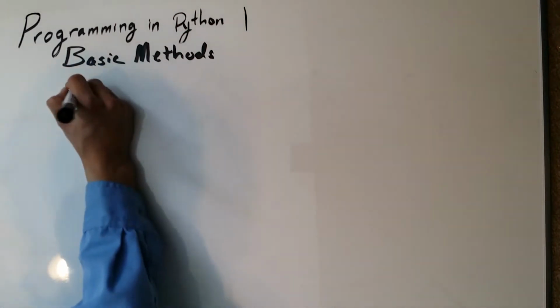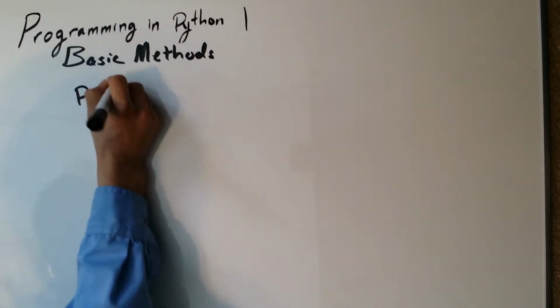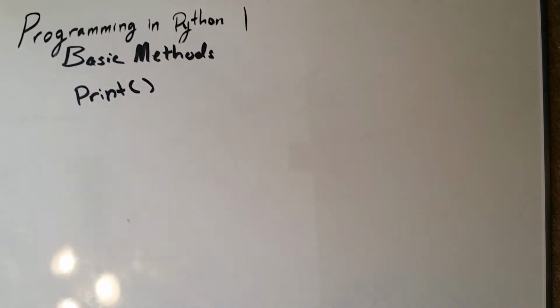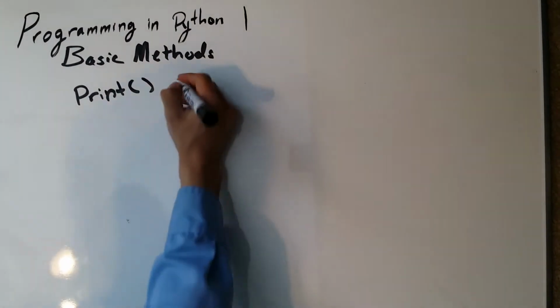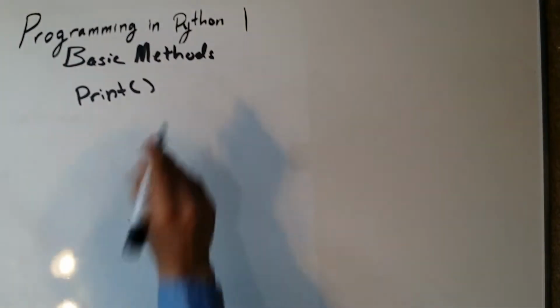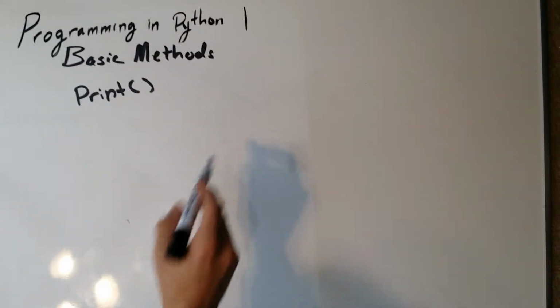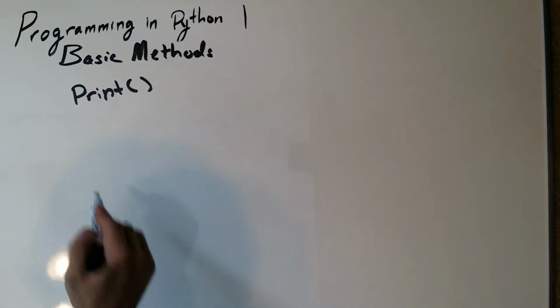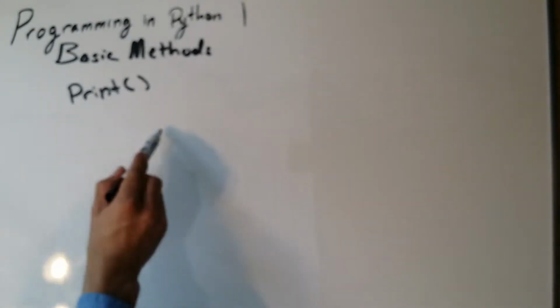You saw me use the print. This is going to be the most basic method. What happens with print is basically, in these parentheses, you put in what you want it to print. Now, you can print out numbers, you can print out text, you can print out just about anything. That's pretty simple. You just put stuff in, and stuff happens.